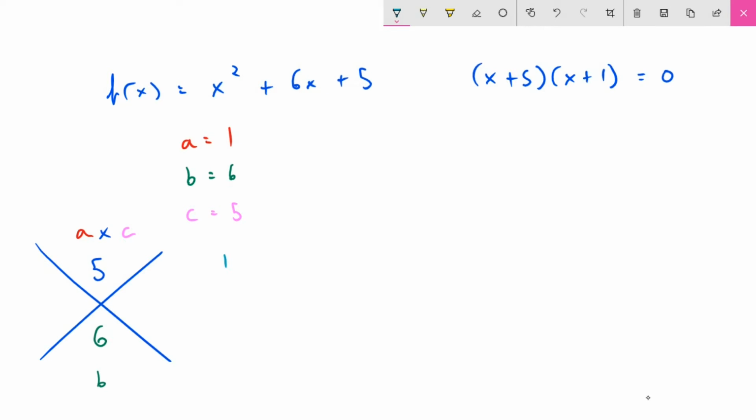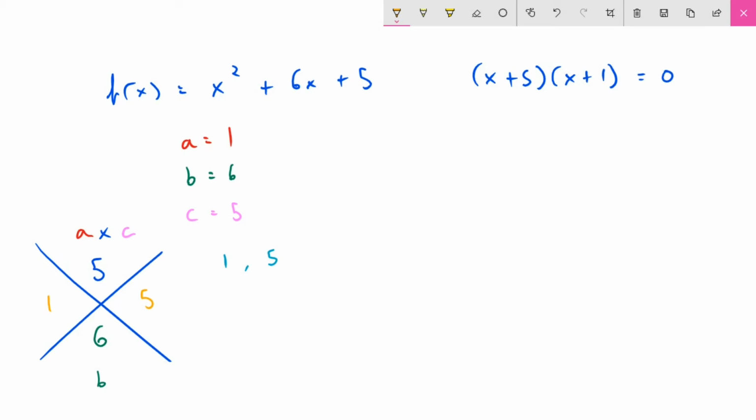It's just 1 and 5. 1 times 5 equals 5, and 1 plus 5 equals 6. So that is my answer: 1 and 5. All right, now we're almost done here.